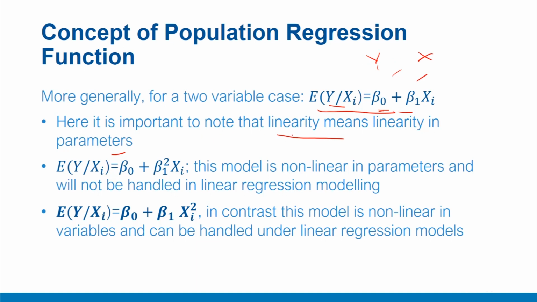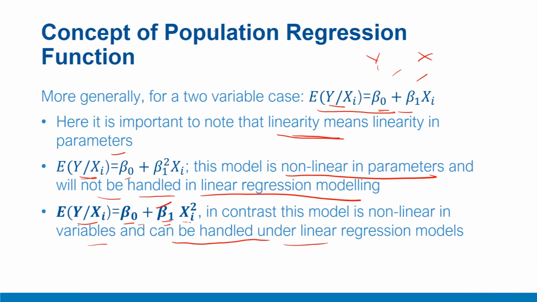Now, when we say this is linearity in parameters, that means, for example, if the population regression function is beta naught plus beta 1 square xi, this model is non-linear in parameters and will not be estimated with the linear regression modeling that we are discussing here. However, a model like expected value of y given xi equal to beta naught plus beta 1 xi square, while non-linear in variables, is linear in parameters beta naught and beta 1. So the population parameters are linear, and therefore it can be handled under linear regression models.